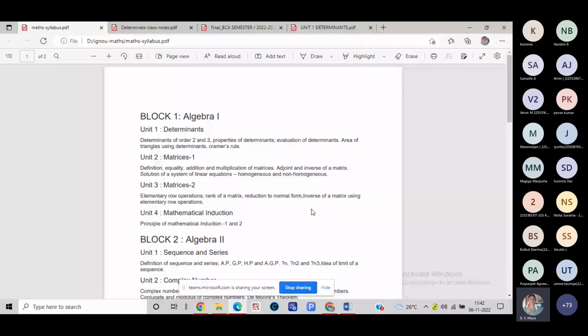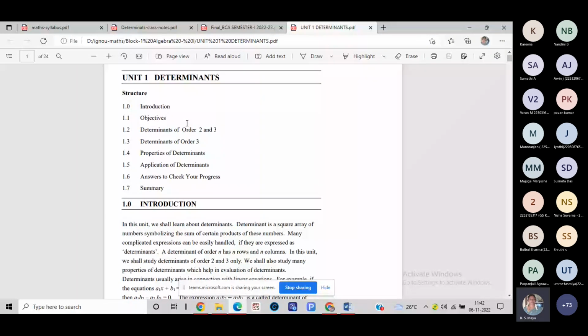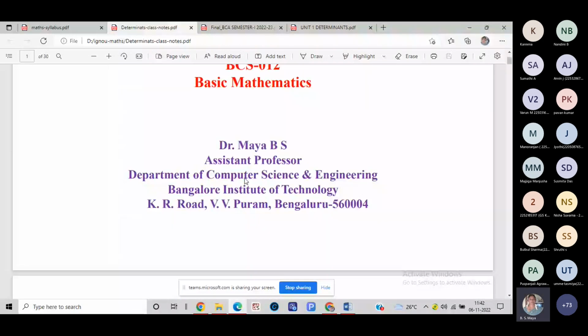So let's move on to determinants. What is a determinant, and what are the things I should know about determinants? We have these topics: introduction, the objective of determinants, order 2 and 3, and I should get more problems of order 3, properties of determinants, and applications of determinants. I should go through a list of problems and find the determinants. Shall we start? What is a determinant?